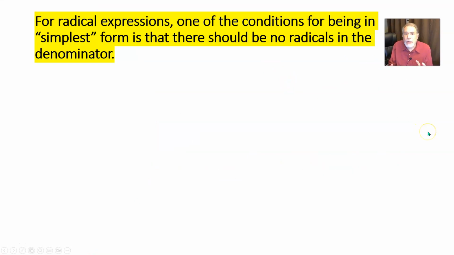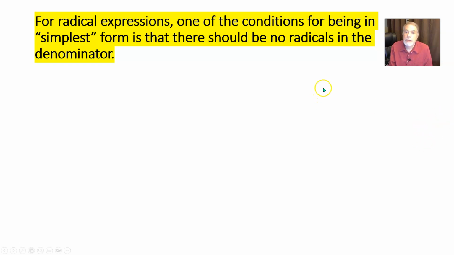So for radical expressions, that is, expressions that involve the square root or some other kind of root, like a cube root of something, one of the conditions for being in simplest form is that there should be no radicals, that is, no square roots or any other kind of roots in the denominator of the expression. And also no fractions under a radical sign, like the square root of 1/2.